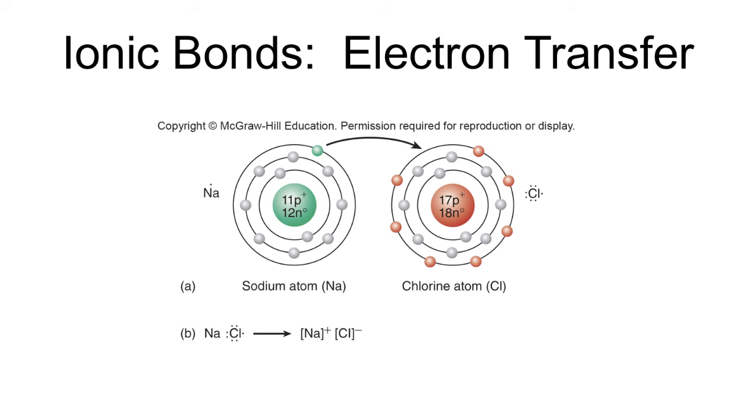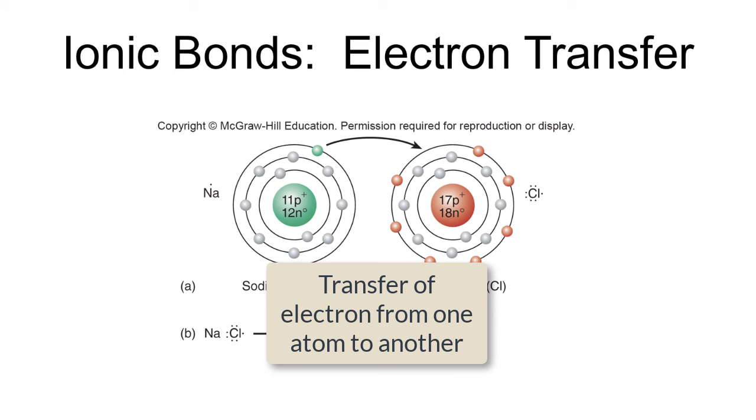Let's go back to our sodium and chlorine atoms again. Remember, our sodium atom had 1 valence electron. It really wants to get rid of it. So when it gets rid of it, it forms a cation. When the chlorine atom takes that electron, it forms an anion. Once that happens, the positive and negative charges will attract one another, and a bond will be formed. This is an ionic bond.